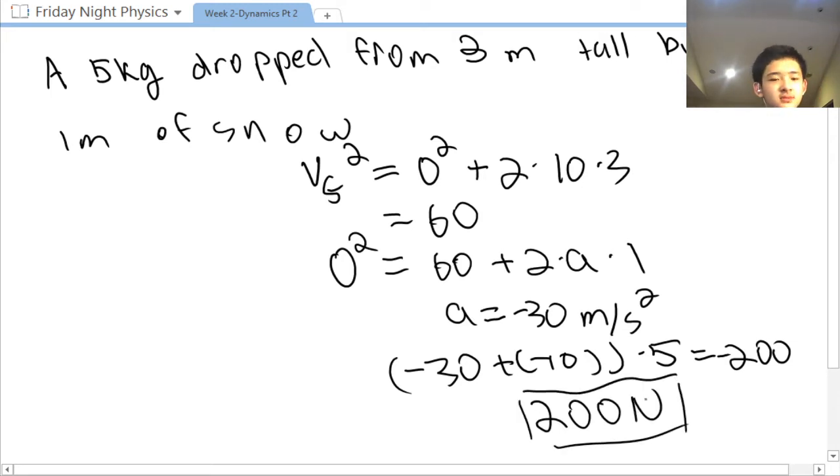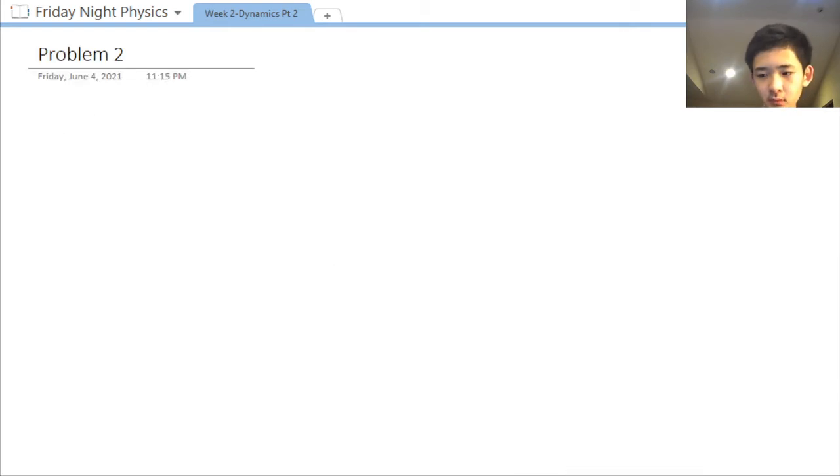And so this problem is pretty basic. You just apply the principles of freely falling objects and some basic kinematics. Alright, problem 2.